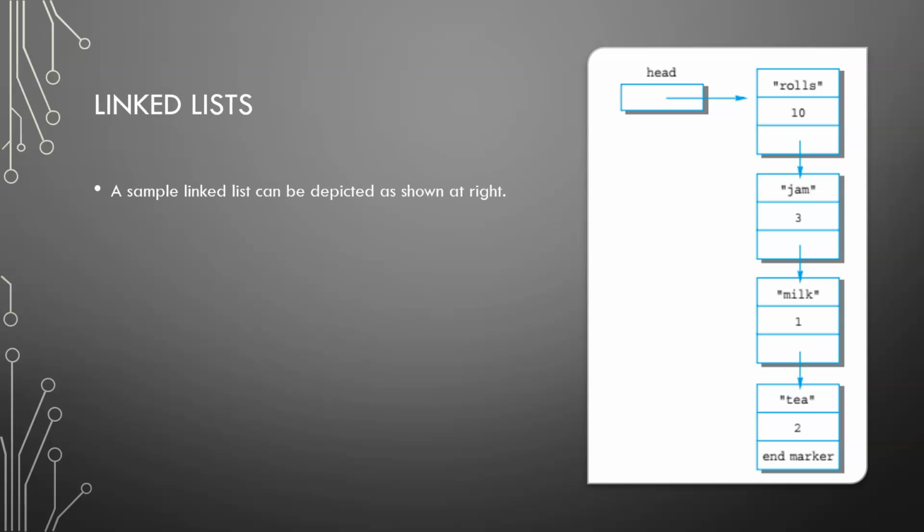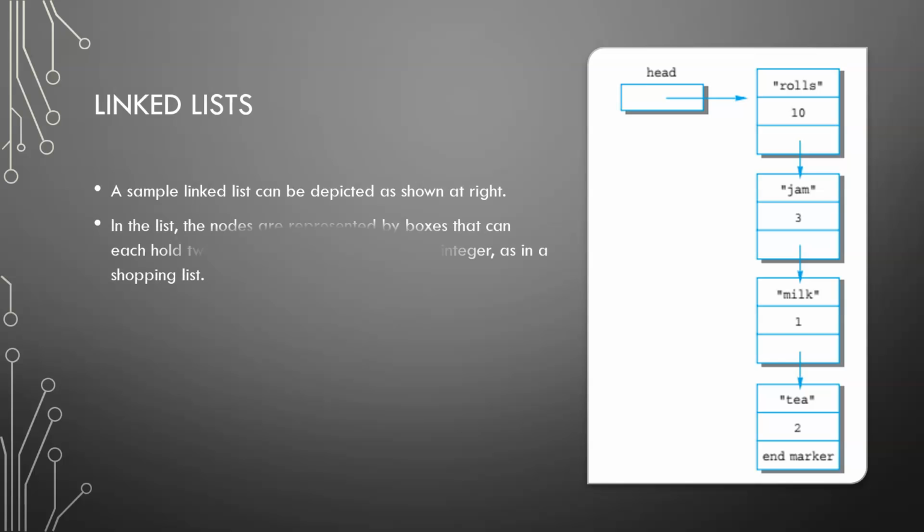A sample linked list is like what you see here. We have the head of the list, and then we see rolls 10, jams 3, milk 1, tea 2, and then an end marker. This may seem a little abstract right now, because we haven't talked about what all these components mean. The only data structures we have in mind up to this point have been arrays and array lists, but they aren't necessarily what we want to use.